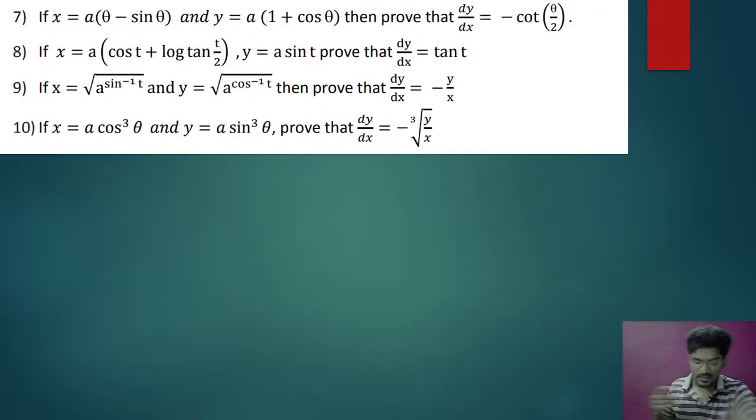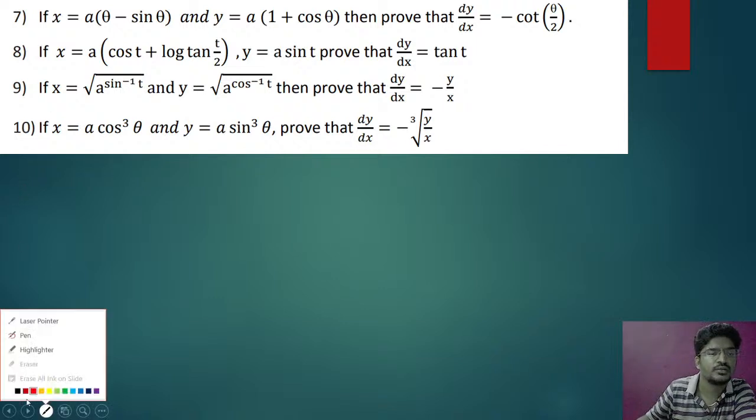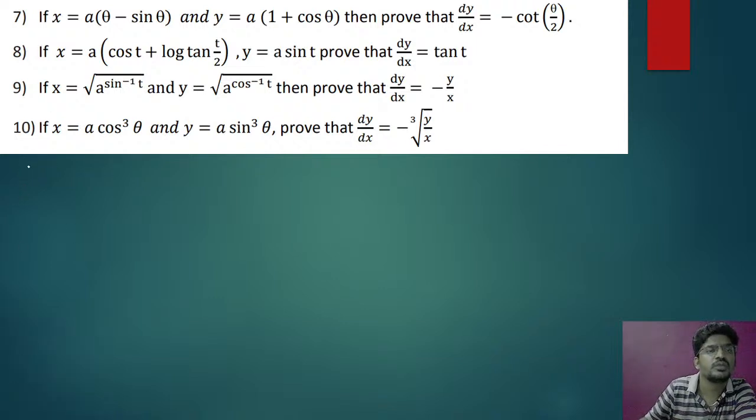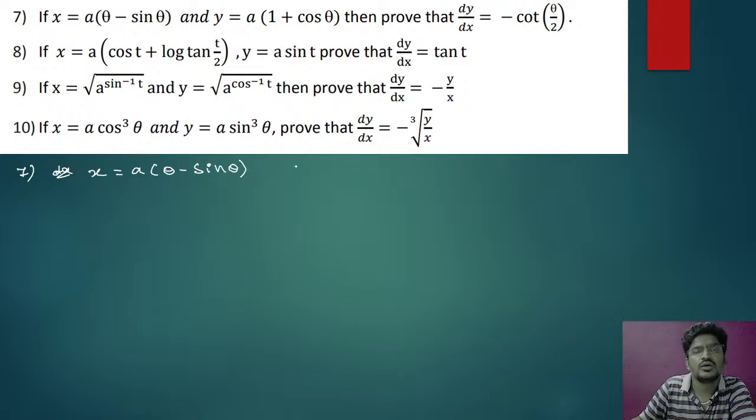Now let us go for problem number 7. See the problem number 7. That will be x equal to a into theta minus sine theta. y will be equal to a into 1 plus cos theta. So now you have to solve dy by dx as minus cot theta by 2.